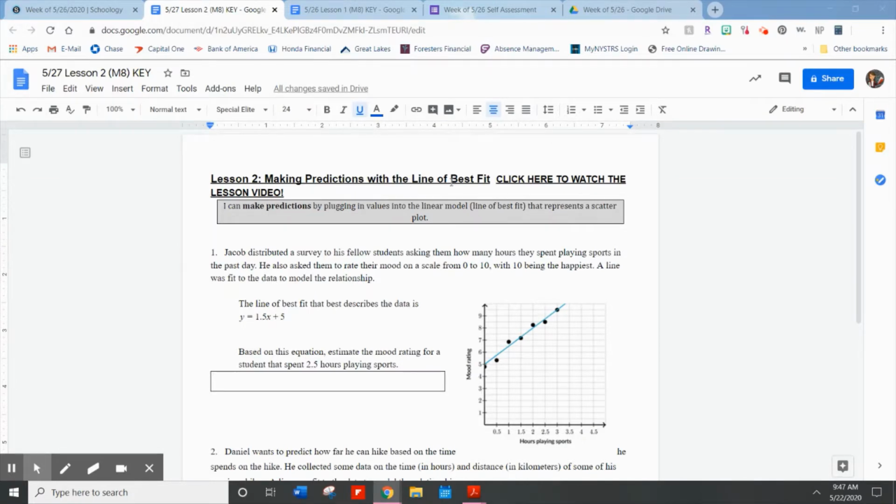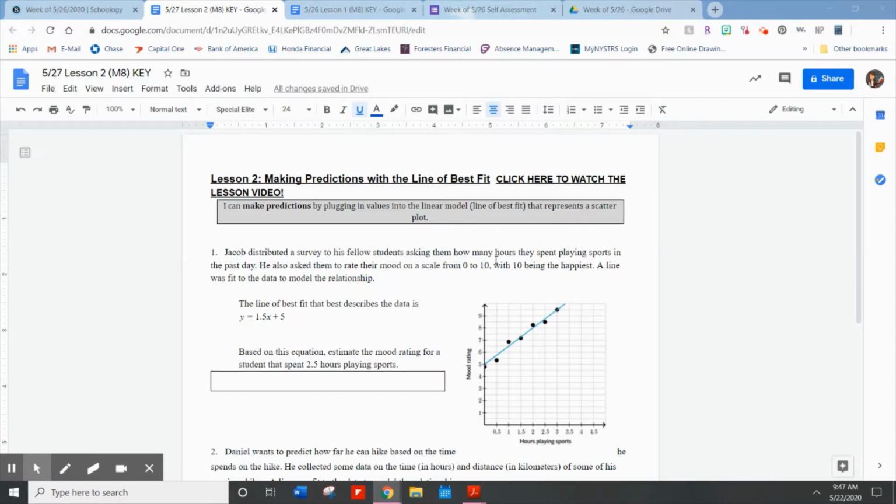We are making predictions with the line of best fit. Your learning target is, I can make predictions by plugging in values into the linear model, also known as the line of best fit, that represents a scatter plot. So let's jump right into an example.